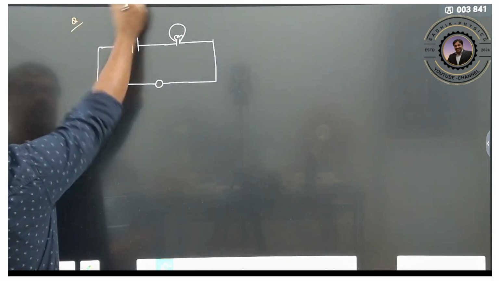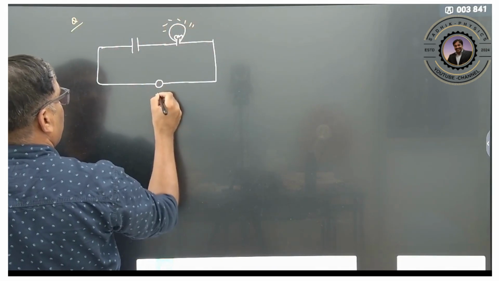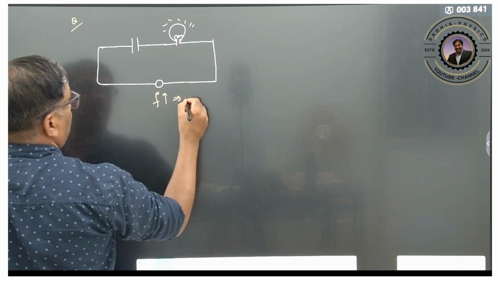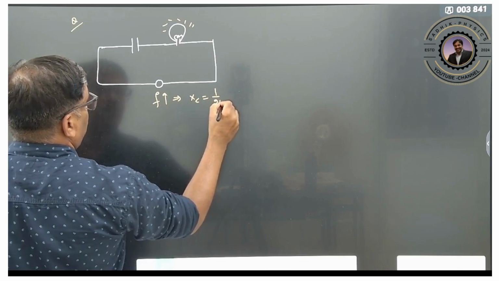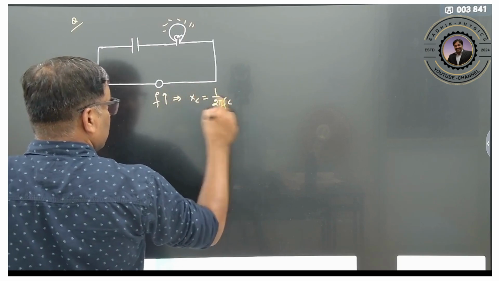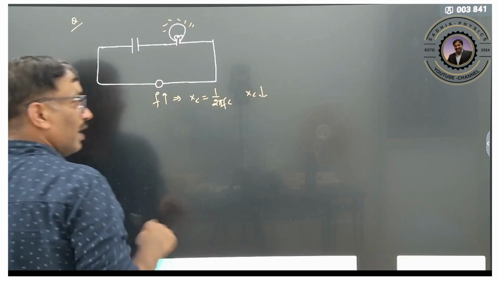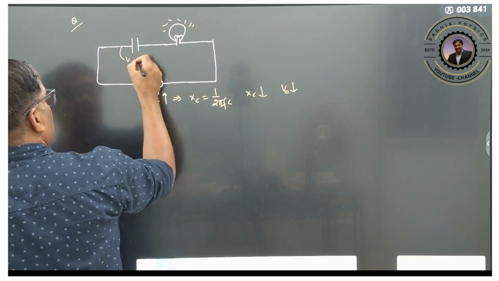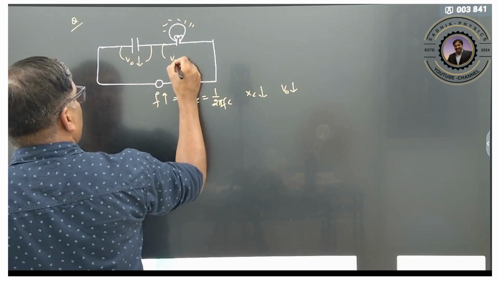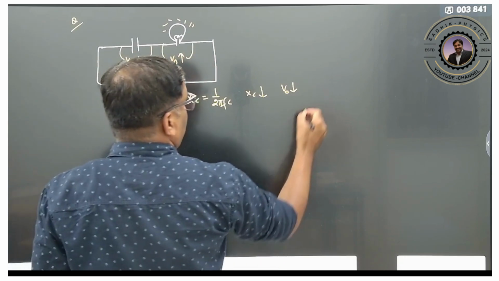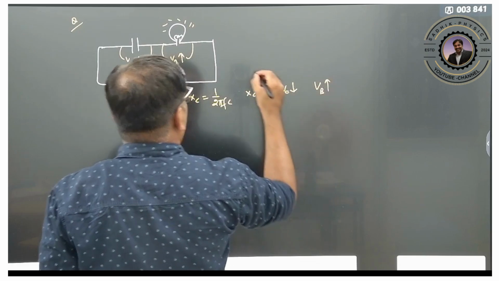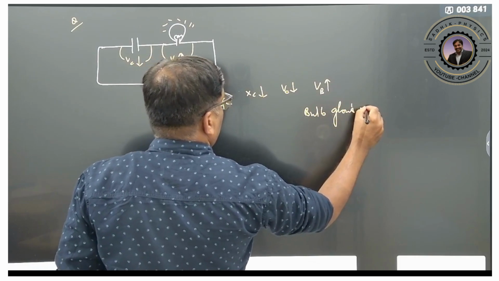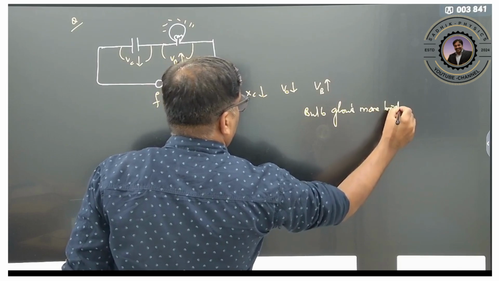Now let us see the same situation here also. Suppose the bulb is glowing. Again suppose frequency is increasing. So what will happen now? Xc is nothing but 1 by 2 pi fC. So frequency is increasing, therefore Xc will decrease. When Xc is decreasing, Vc across this decreases. When Vc is decreasing, V across the bulb will increase. Therefore the bulb glows more brighter.